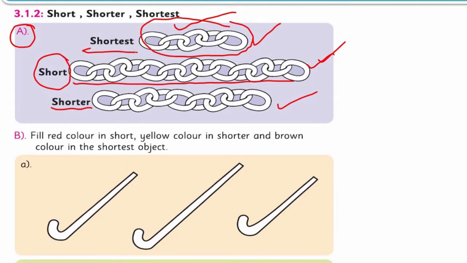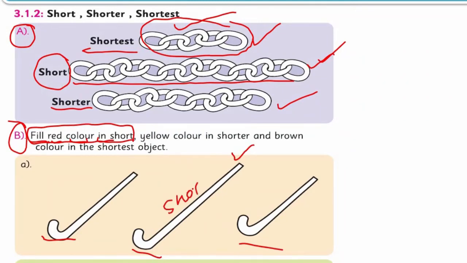Similarly, you can observe objects in your surroundings. You can compare your fingers and identify which is your shortest finger, which is your shorter finger and which is your short finger. Similarly, look at example B. Read the statement carefully. Fill red color in short. Short means the longest object among all the given objects. Look at all the hockey sticks; the longest will be called short.